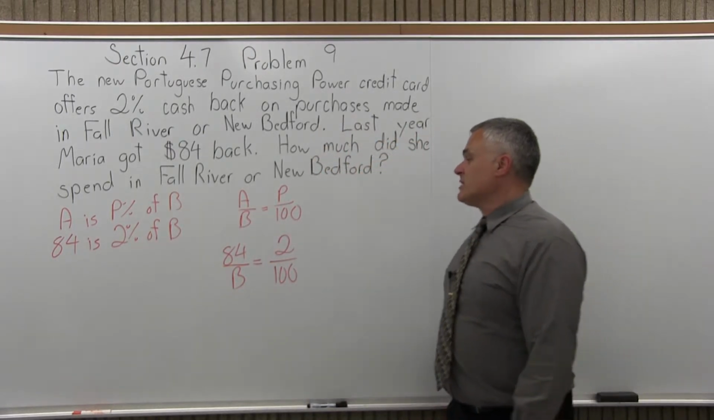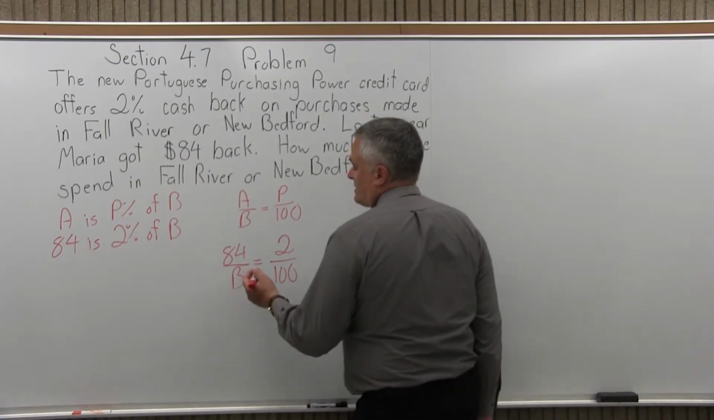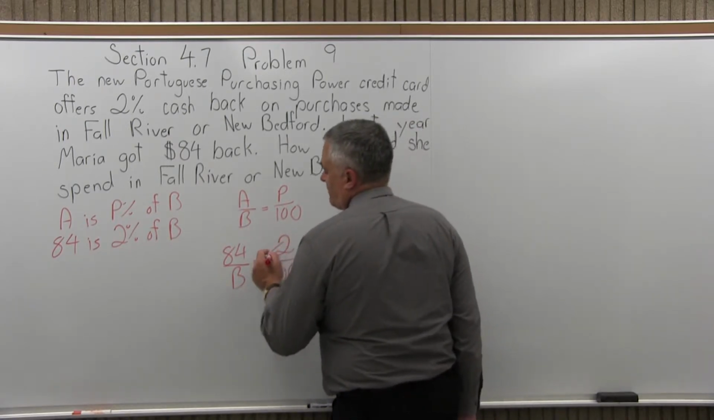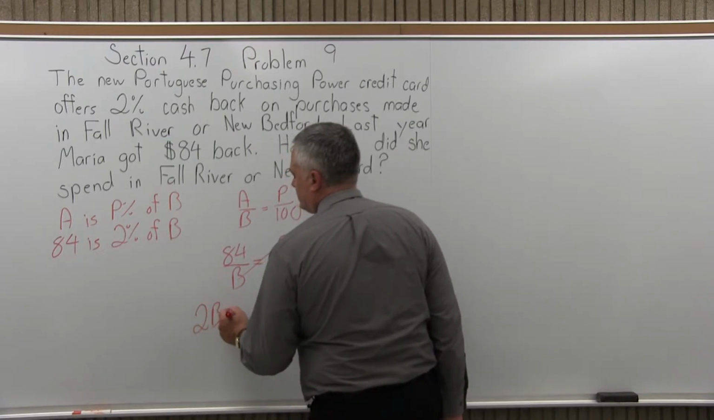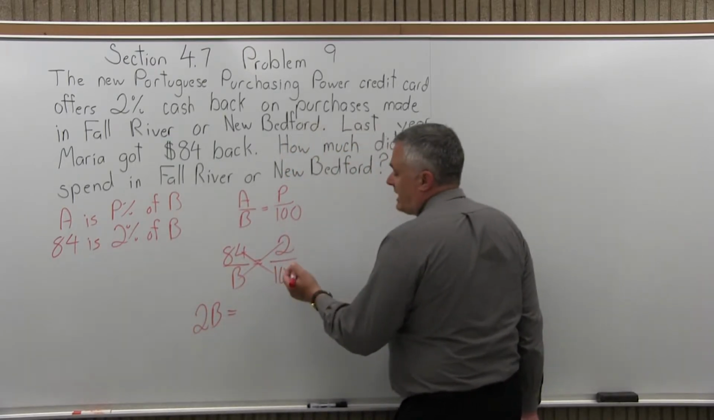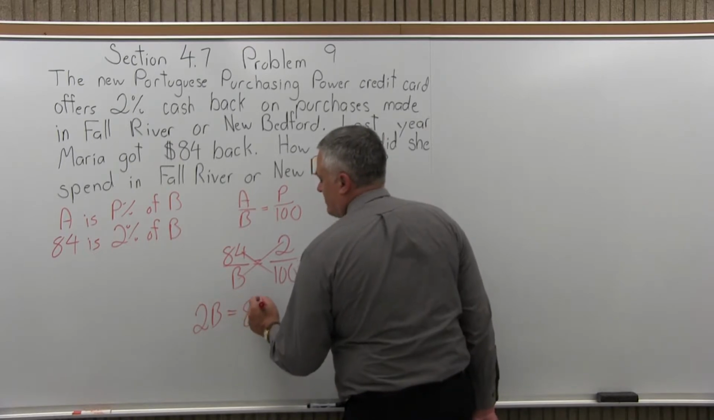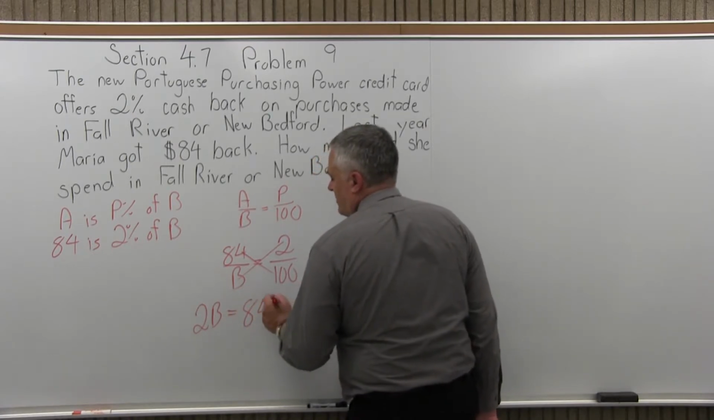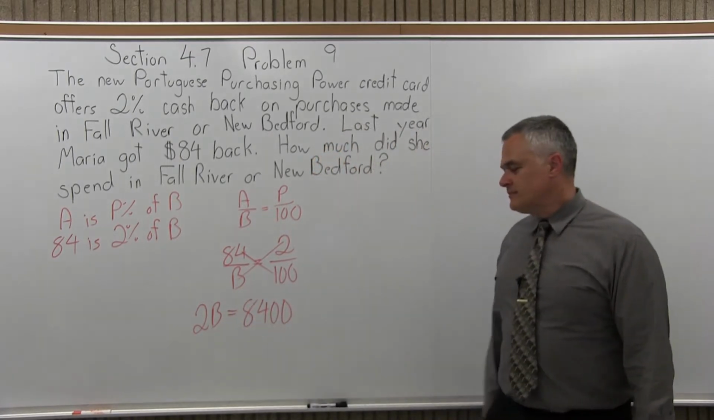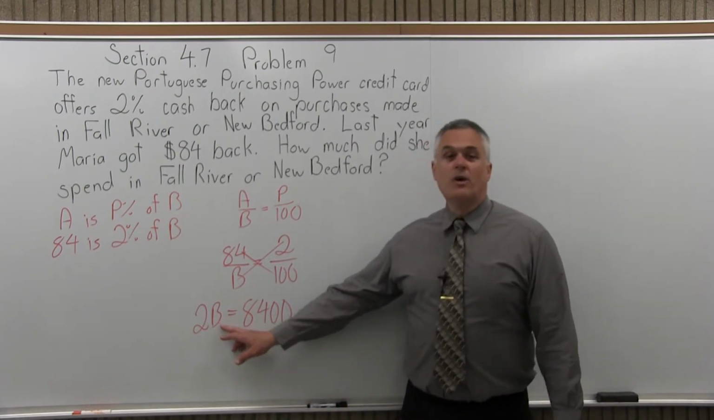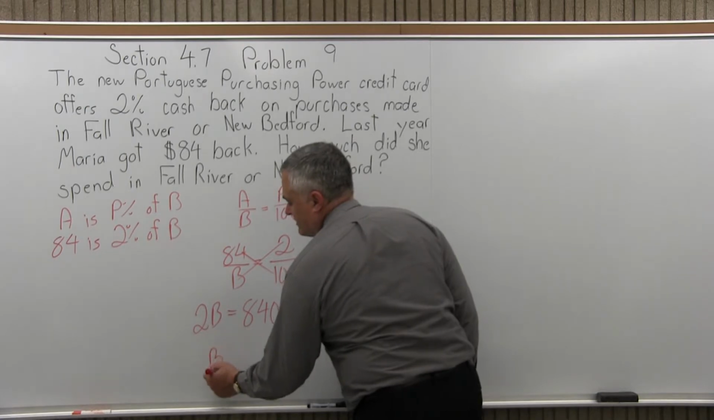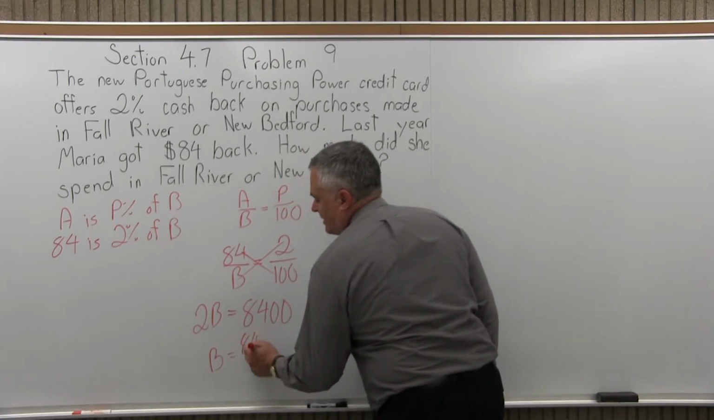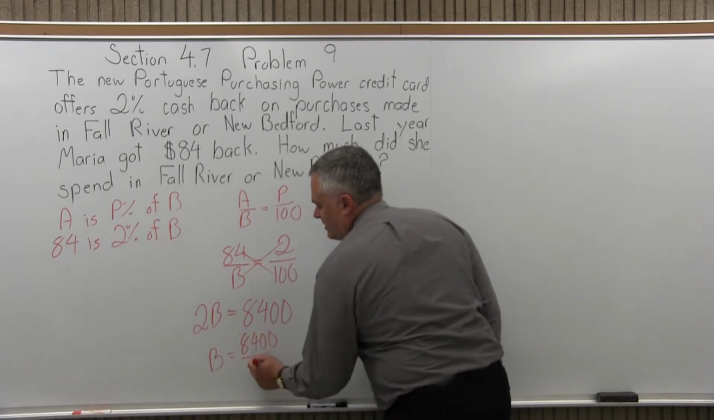So to solve something like this, what we do is we cross multiply. So going this way, B times 2, we'll write 2B. And this way, 84 times 100, 8,400. Now, that's not the answer yet. I want B equals, not 2 times B equals, and I can find that easy enough. B equals 8,400 divided by 2.